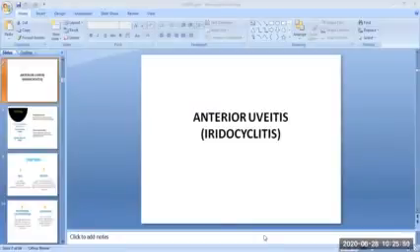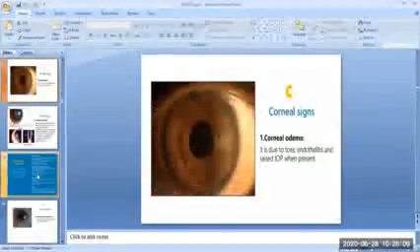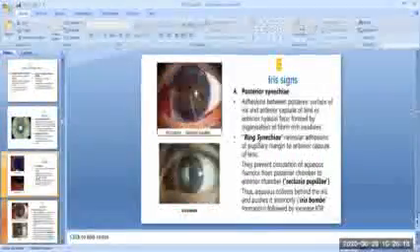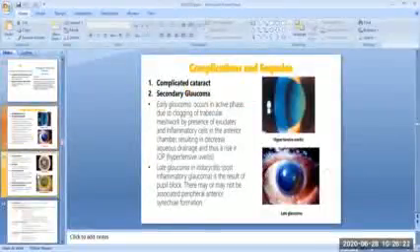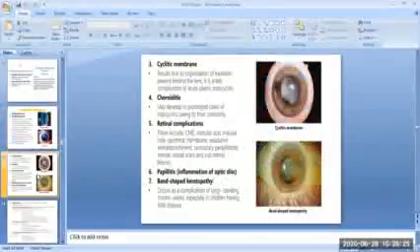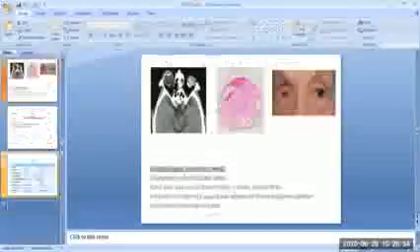In today's session, we will discuss the management of anterior uveitis. In previous sessions, we have already discussed the signs and symptoms, the various signs of iridocyclitis, and the complications and sequelae of iridocyclitis like complicated cataract, secondary glaucoma, cyclitic membrane, choroiditis, retinal complications, papillitis, band-shaped keratopathy, phthisis bulbi.